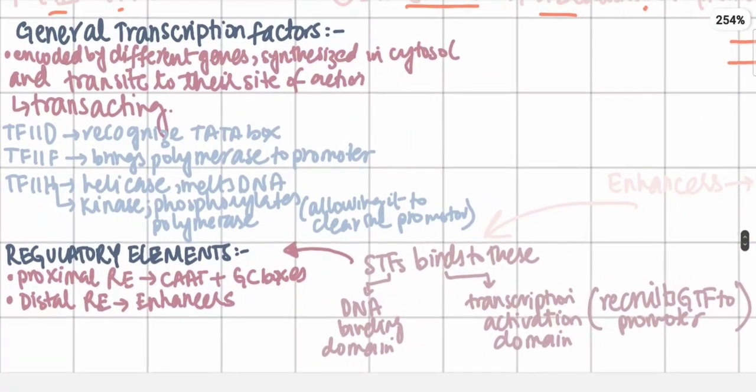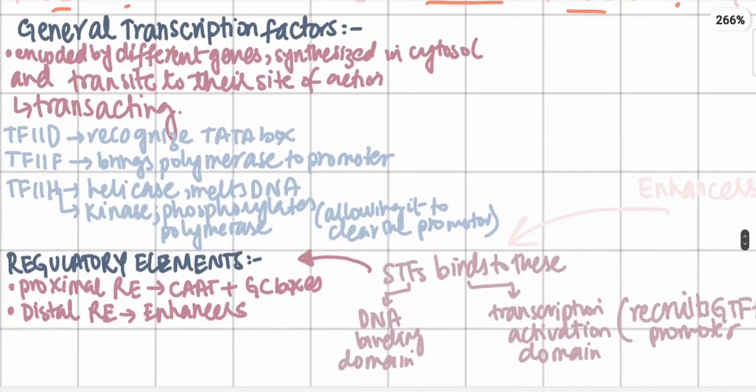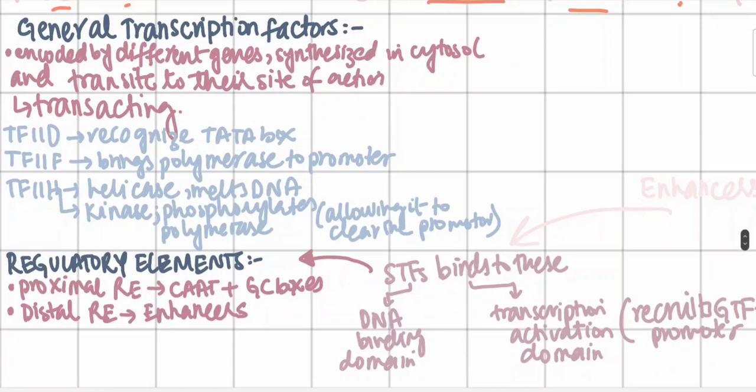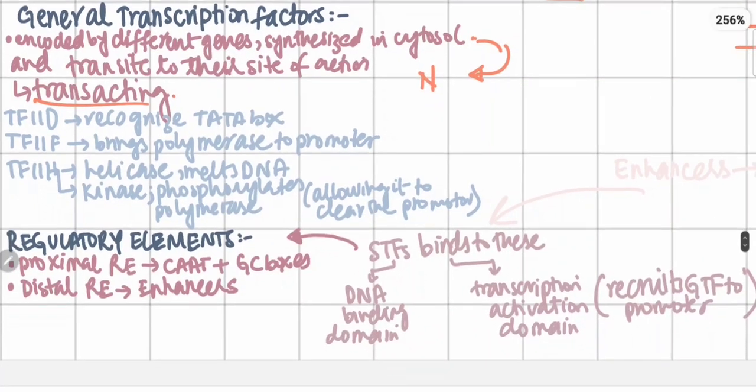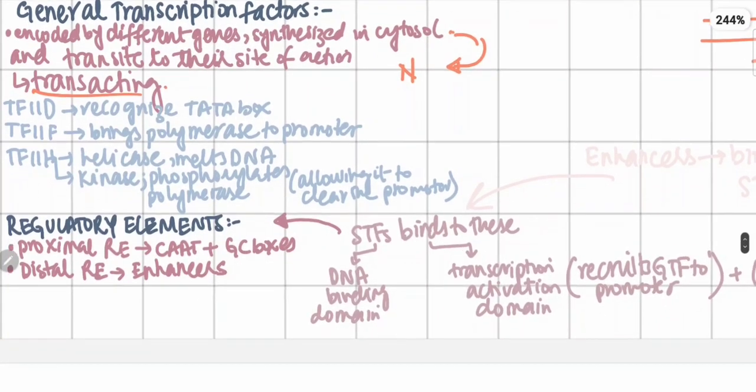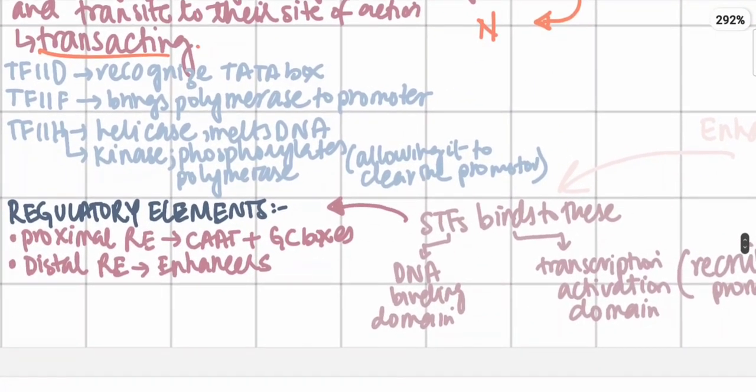Okay, now an important thing is general transcription factors. The general transcription factors are proteins. They are, of course, encoded by different genes, and they are synthesized in the cytosol. And then they are brought back into the nucleus. That is why we call them trans-acting. They are not on the same molecule, they come from a different site, and they come to the nucleus. There are different types. Let's look at some examples.